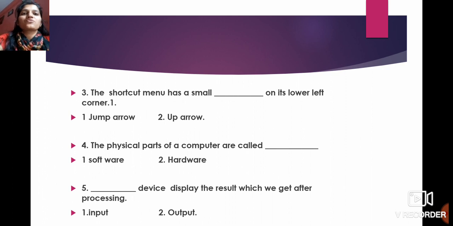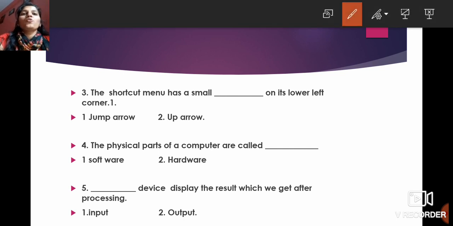Let's see the next question. The shortcut menu has a small dash on its lower left corner. Options are jump arrow, second up arrow. Yes, can you guess the answer? Yes, the shortcut menu has a small jump arrow. Okay, the shortcut menu has a small jump arrow on its lower left corner. Okay, fourth one.